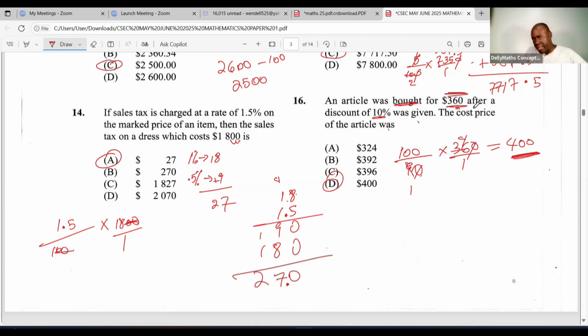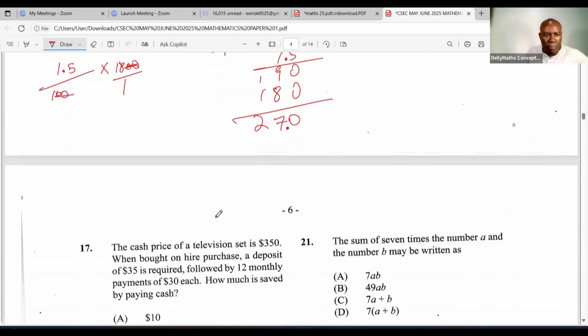So, and then the key thing after discount. So that answer there is D. Come on, let's go. 17.